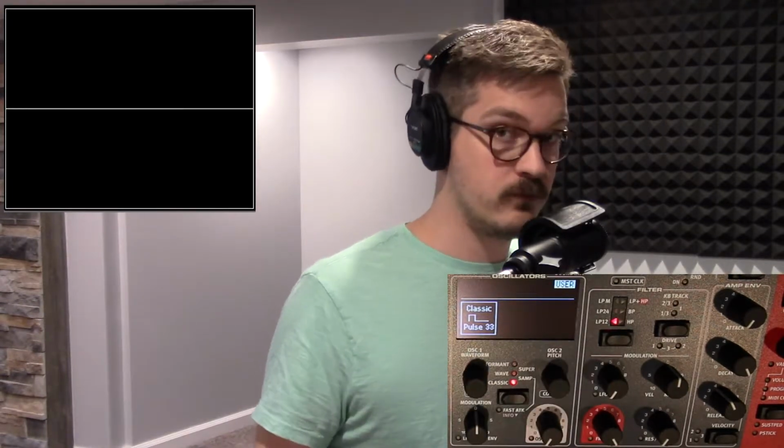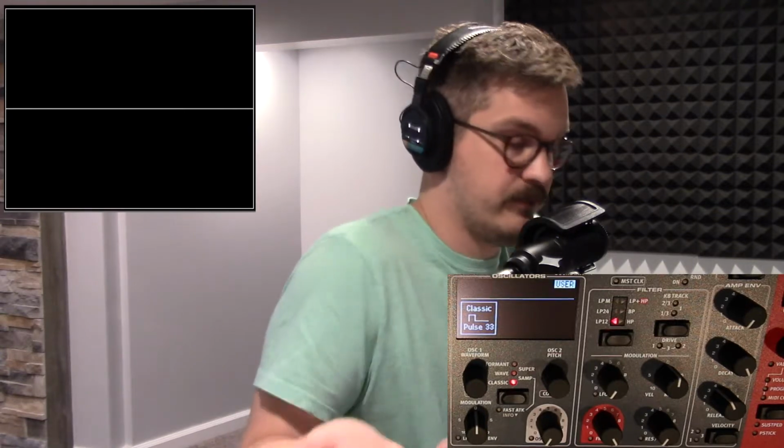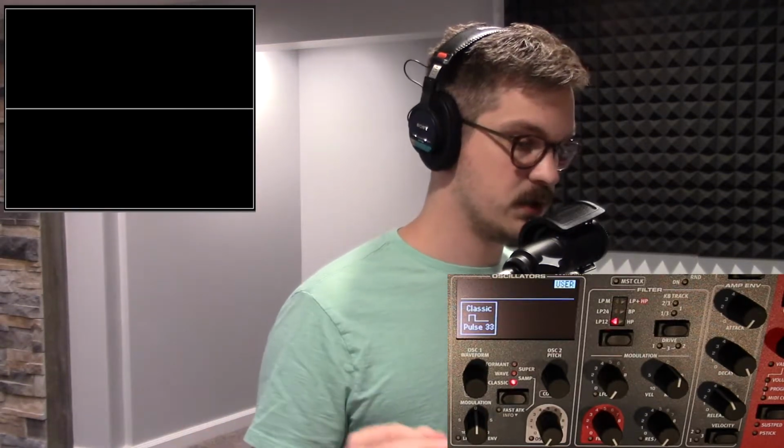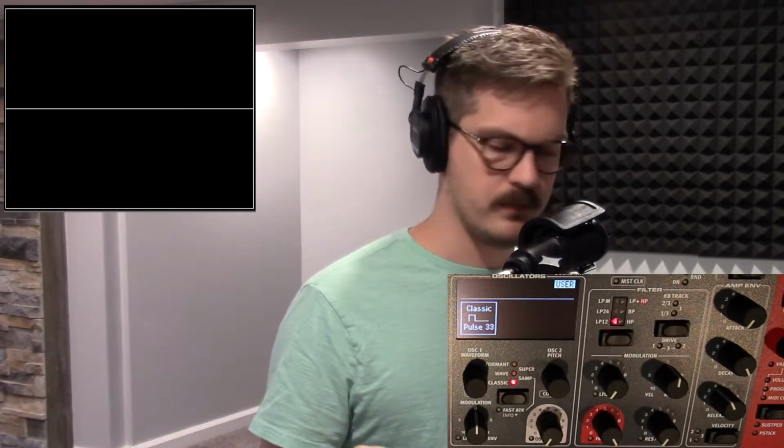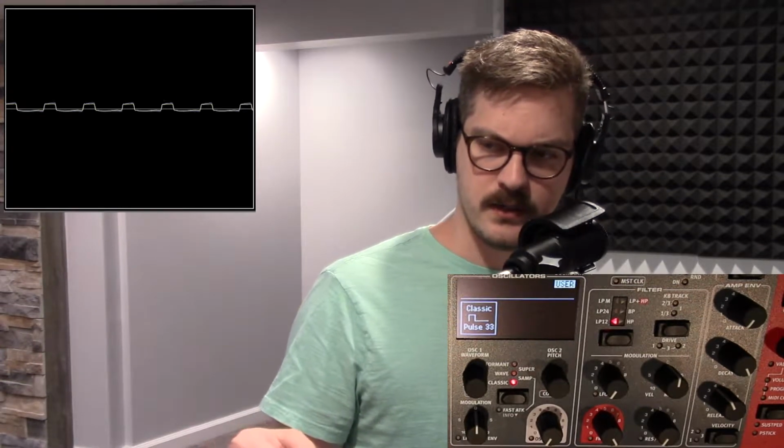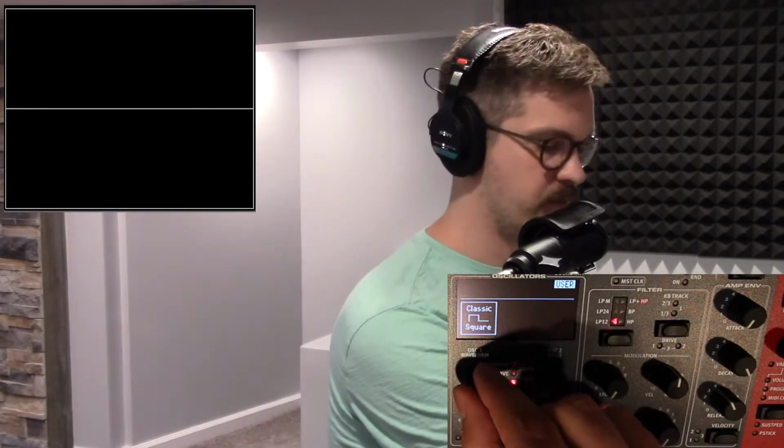Again, a really, really fun sound. I don't know, real bright, real shimmery, more computerish. Let's look at the oscilloscope again. See how it just got smaller. If we go back to the square.